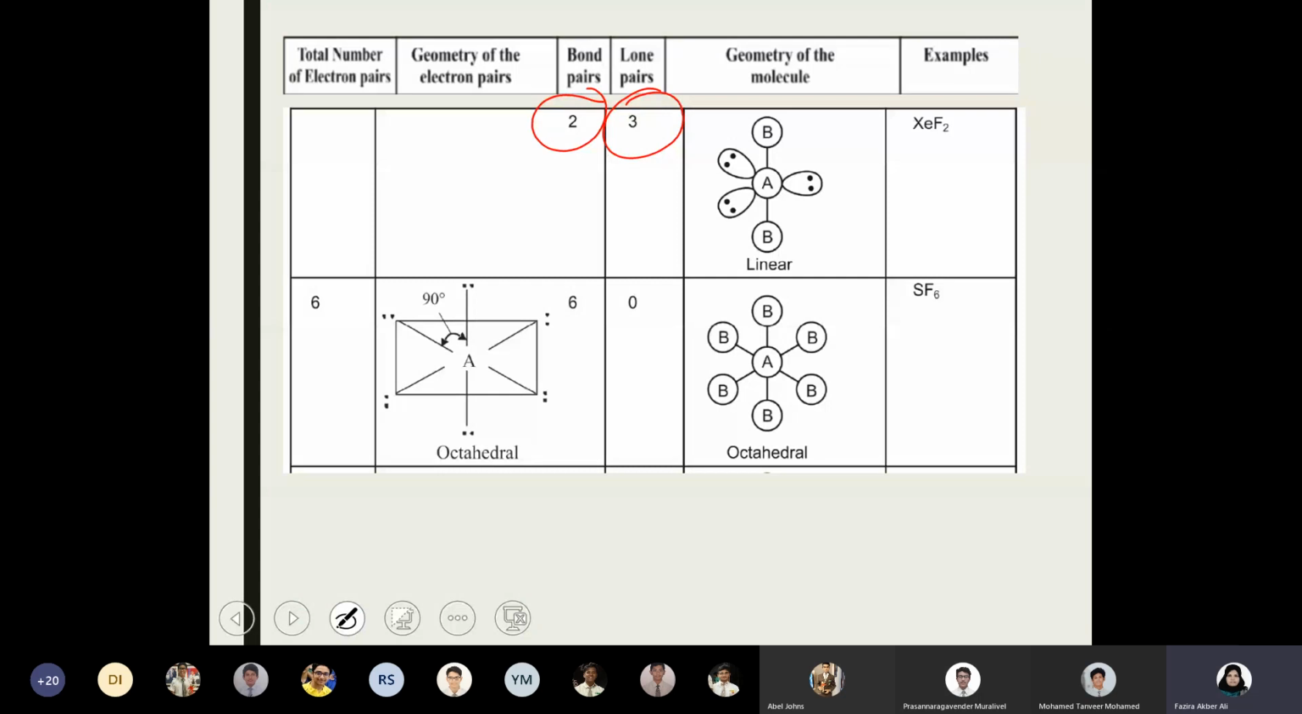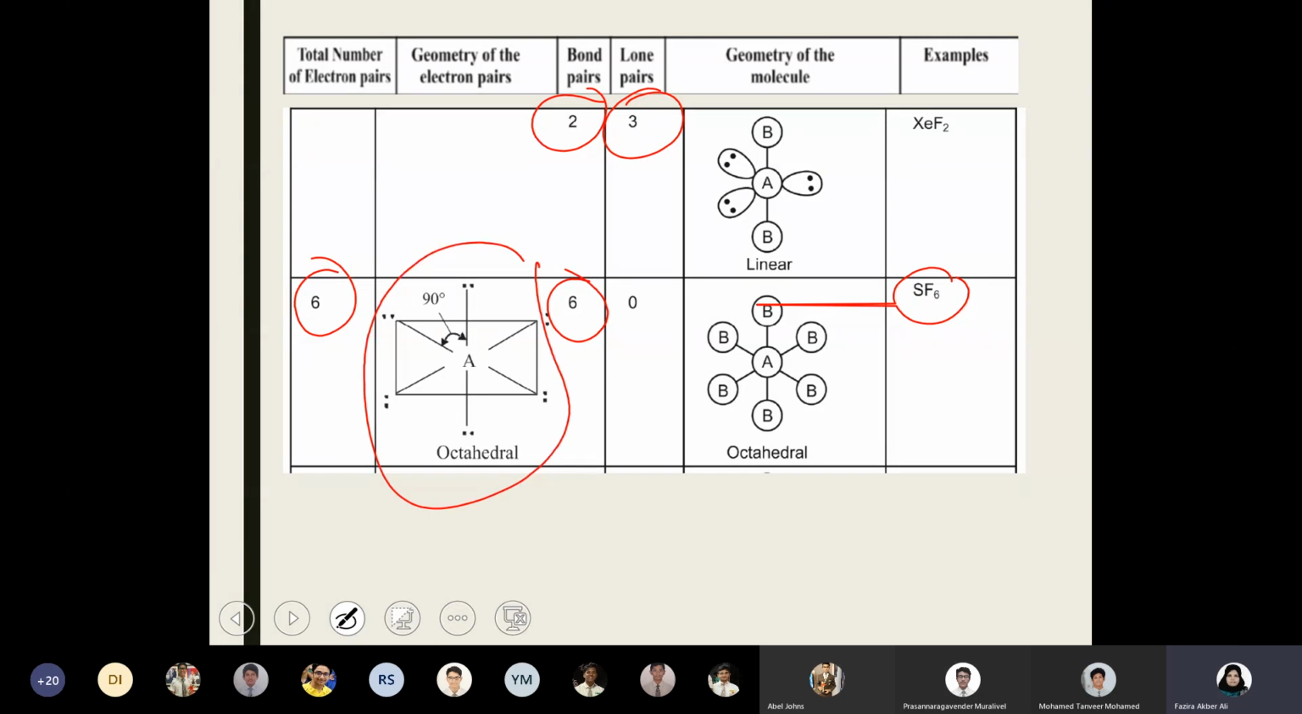So the last set for us is octahedral, that is with total number of electron pairs being 6. SF6 molecules were already explained. When you have all the electron pairs coming as bond pairs, there is no lone pair, then in such cases the expected geometry is octahedral arrangement. As you can see in the diagram, this is the octahedral arrangement.